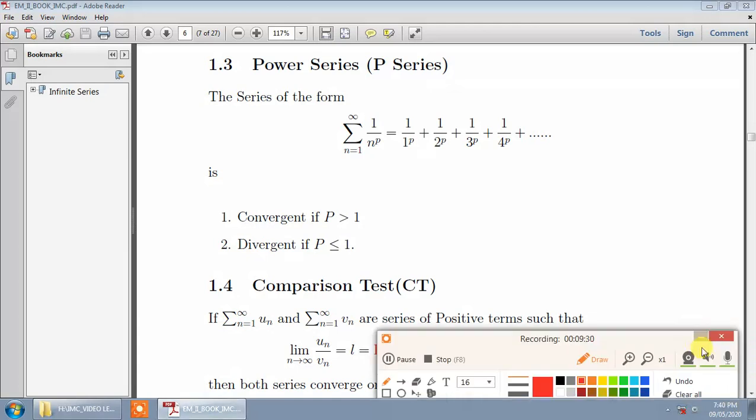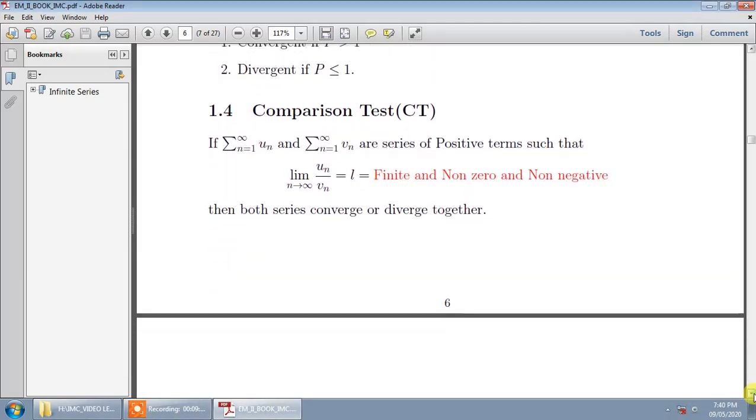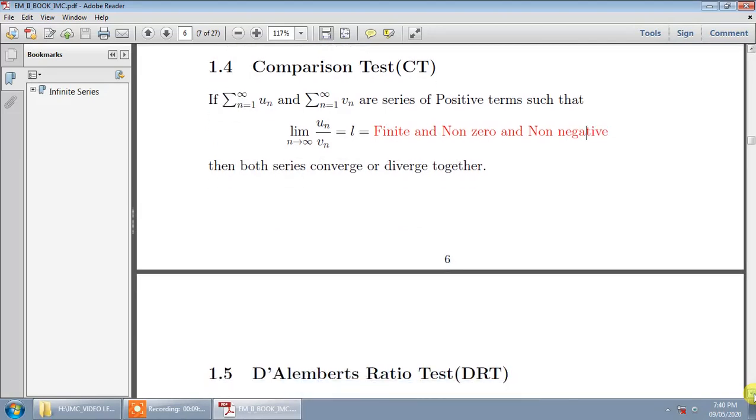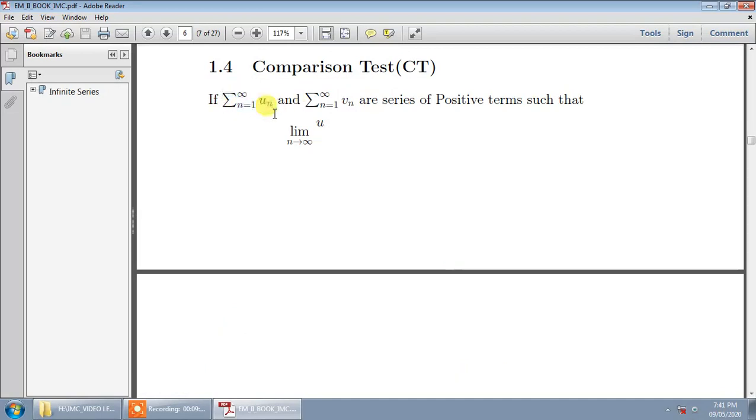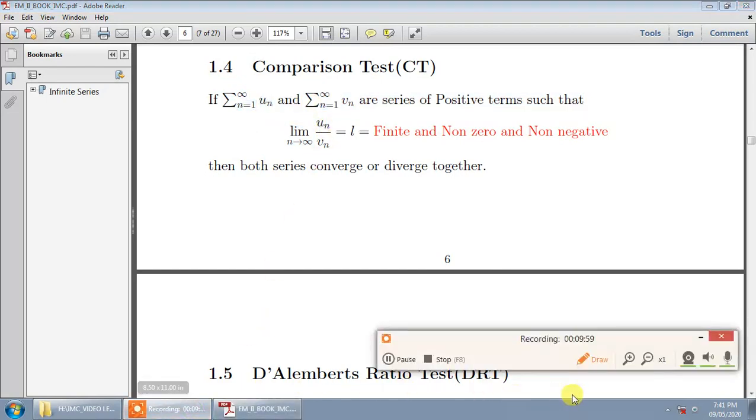After this, let us go to the next test, that is the main test for checking whether the series is convergent or divergent. This test is called the comparison test. This comparison test involves two series. The first series is summation un and the second series is summation vn, and if they satisfy this condition, which is written over here, then we say that both series converge or diverge together.